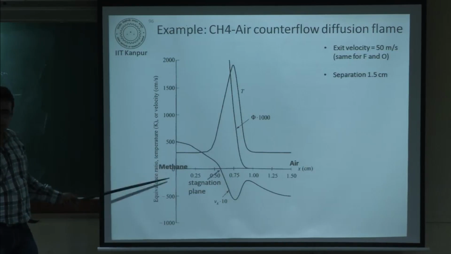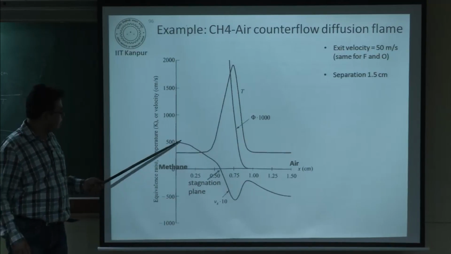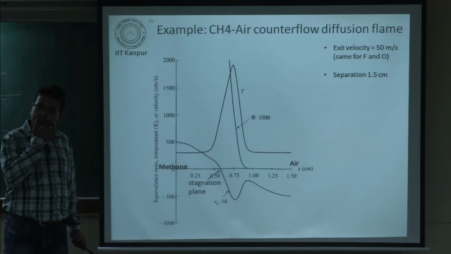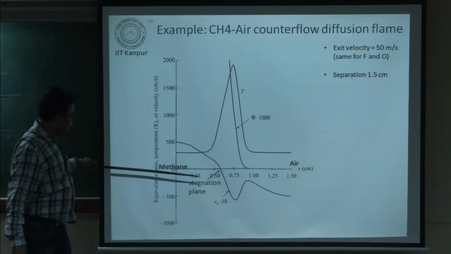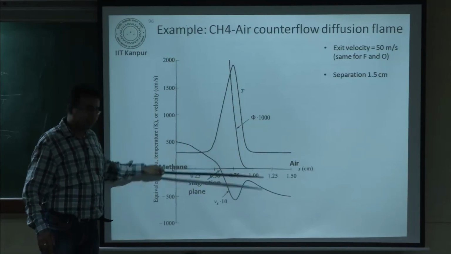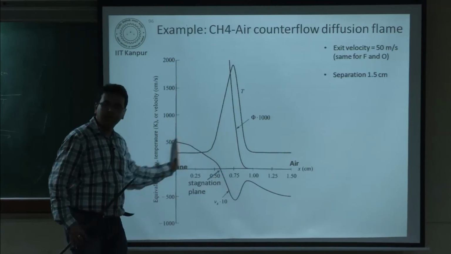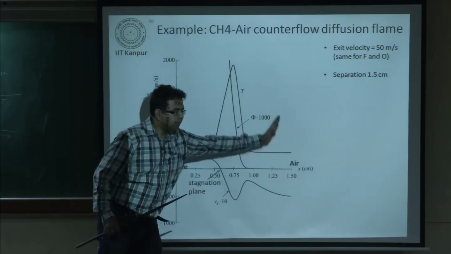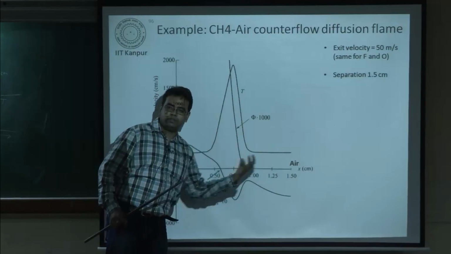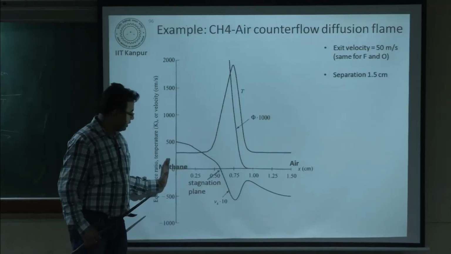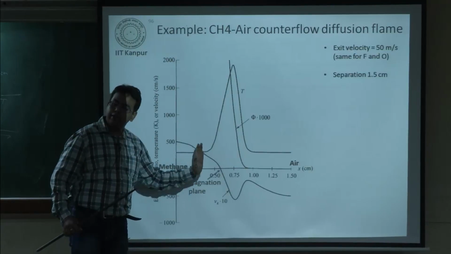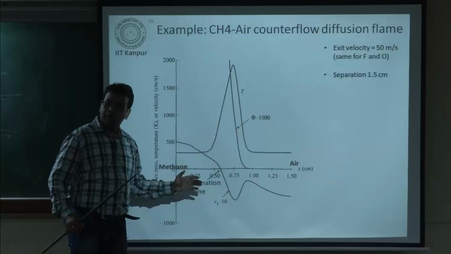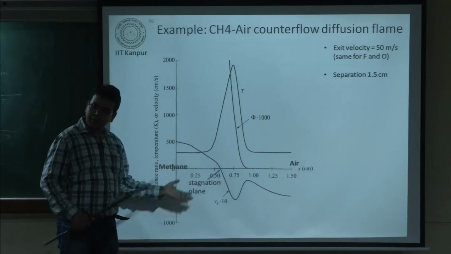And finally, if you solve it numerically, you will be able to get a flame structure. Now what you see along the x axis is the methane side, the fuel that you are sending, and that is the air side. So air, the oxidizer, is coming from the other side. The stagnation point will be located at an appropriate location.